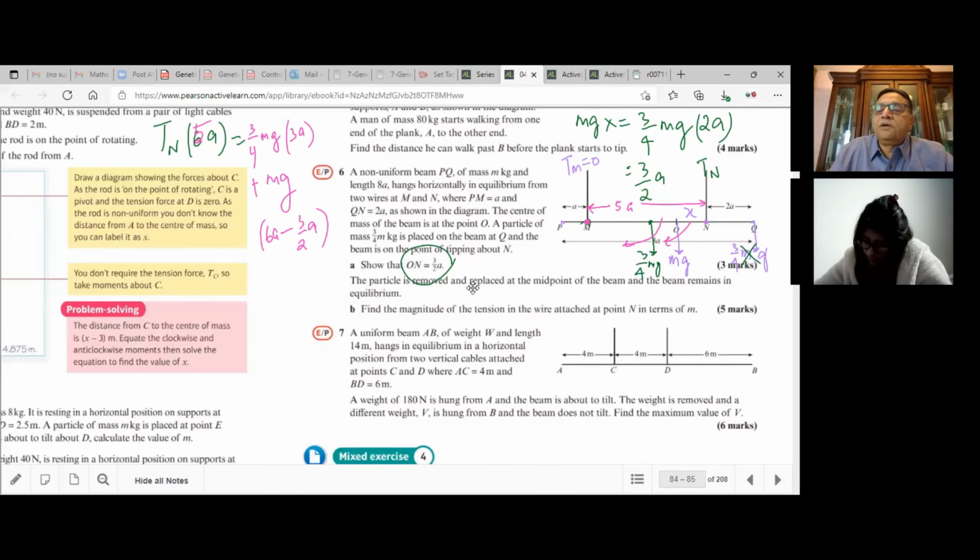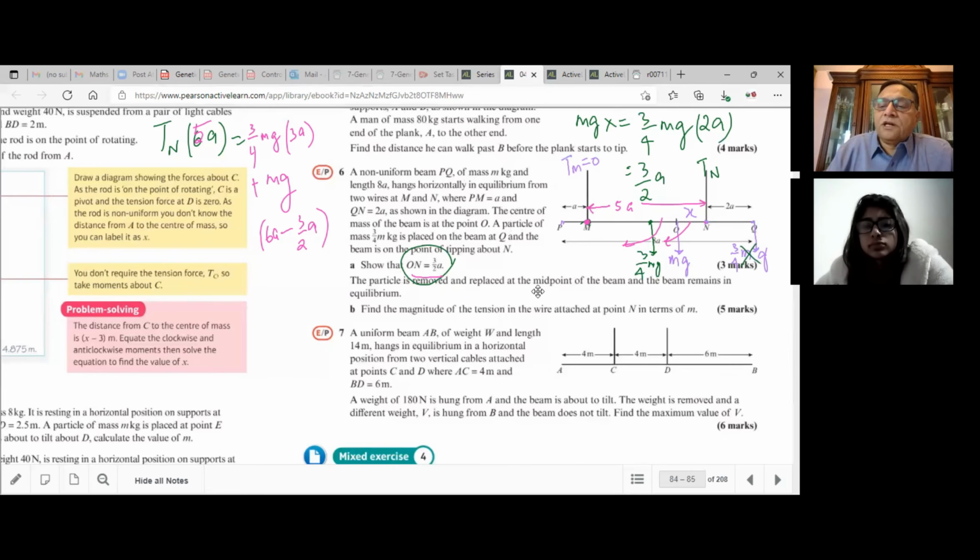Because 3 by 2a was the distance from O to N, right? Which we found, O to N, 3 by 2a. Is this clear to you? Kind of. Okay, let's go through it once again. The left side is clear to you. The tension at N makes a counterclockwise moment about M, and that is Tn times 5a, right? Because the distance. Yeah, that part makes sense.